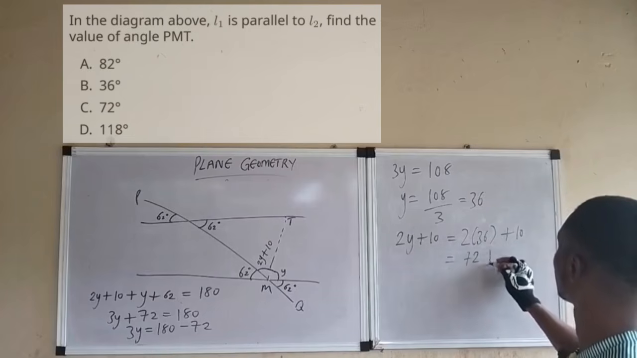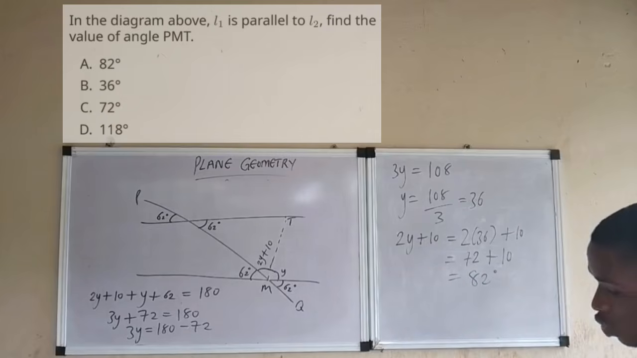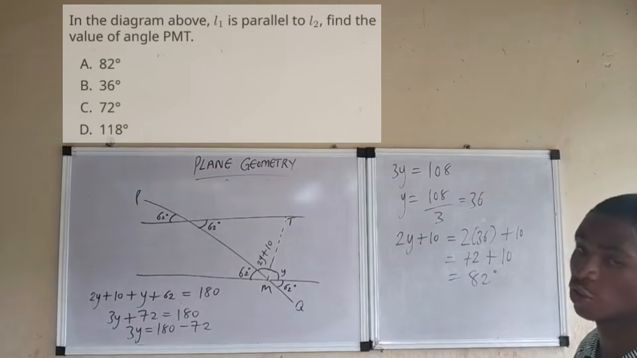This is 72 plus 10, and that's what? 82 degrees. So the correct answer to this question is option A. And this is how you simplify a question like this.